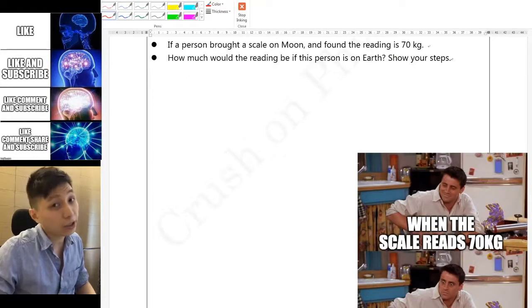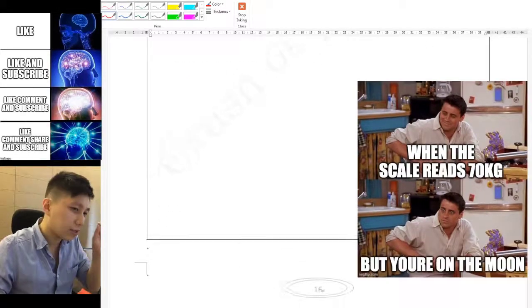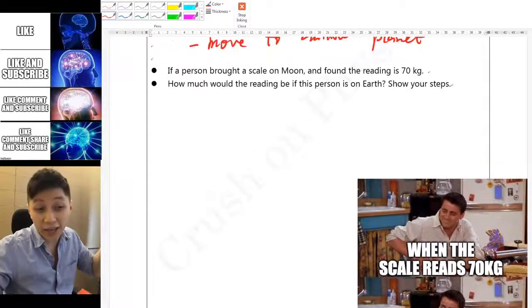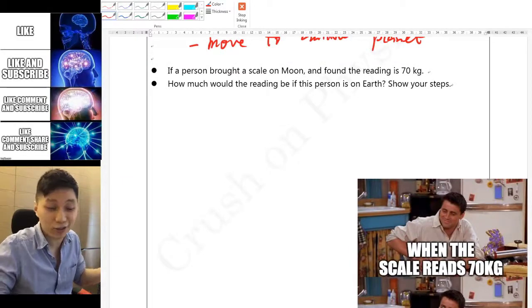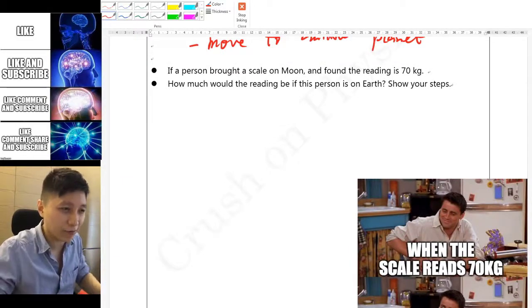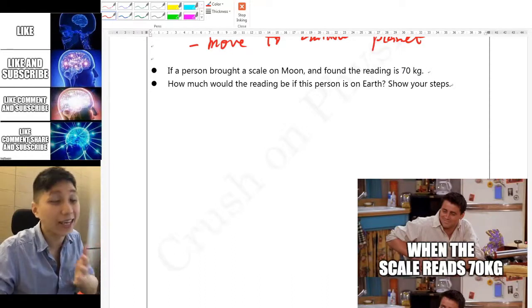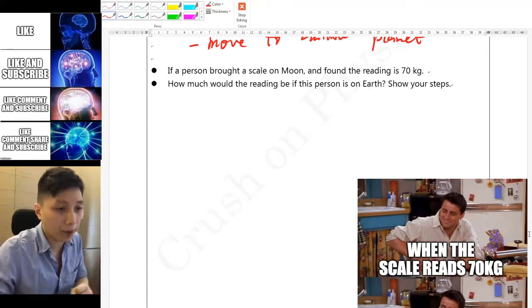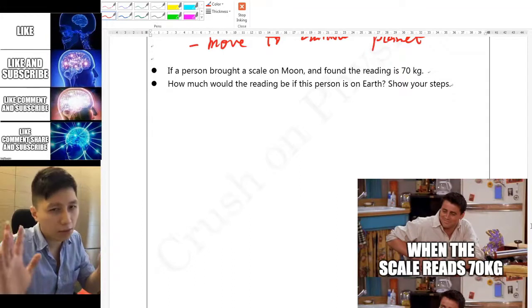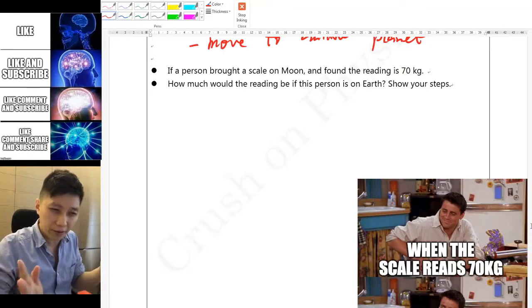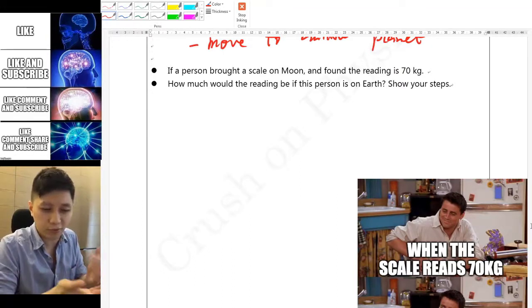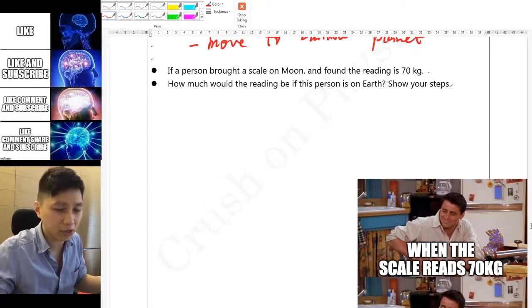So here is a challenging question for you. If someone goes to the moon with a scale, I don't know why, he or she brought the scale with them, but then the reading is actually 70 kg on the moon, remember. Then there must be something wrong, because obviously on the moon you should weigh less, so it shouldn't be 70 kg.